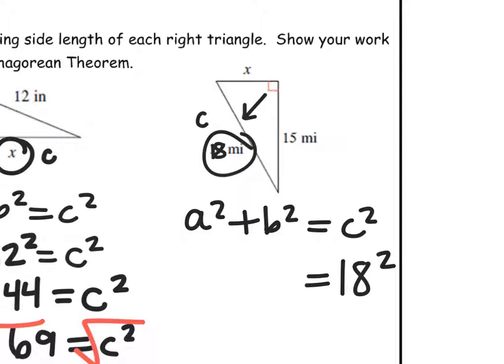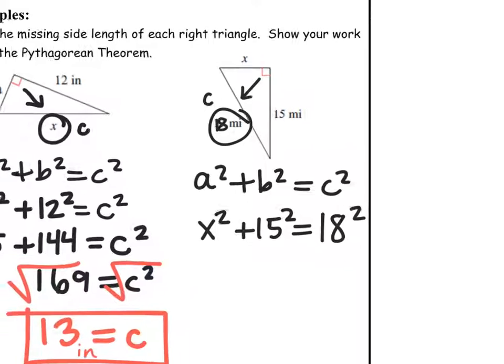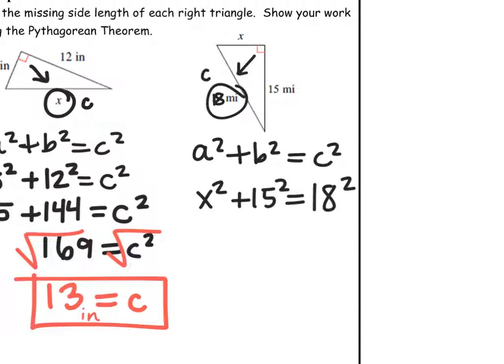Okay, the other two sides are a and b. It doesn't matter which one you put for a and which one you put for b because they're legs and they're interchangeable. So I'm going to put x squared plus 15 squared. This one looks a lot like what we did Monday. Again, evaluate your squares. 15 squared is 15 times 15, which is 225. That's probably one you should memorize because you're going to see it a lot. So right below 15 squared, put 225.